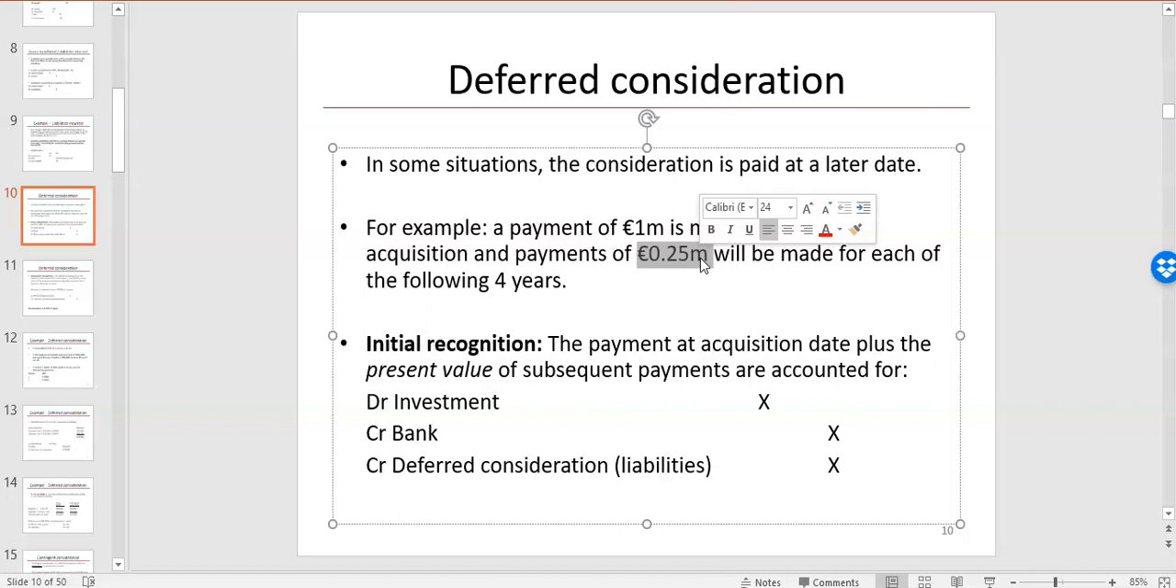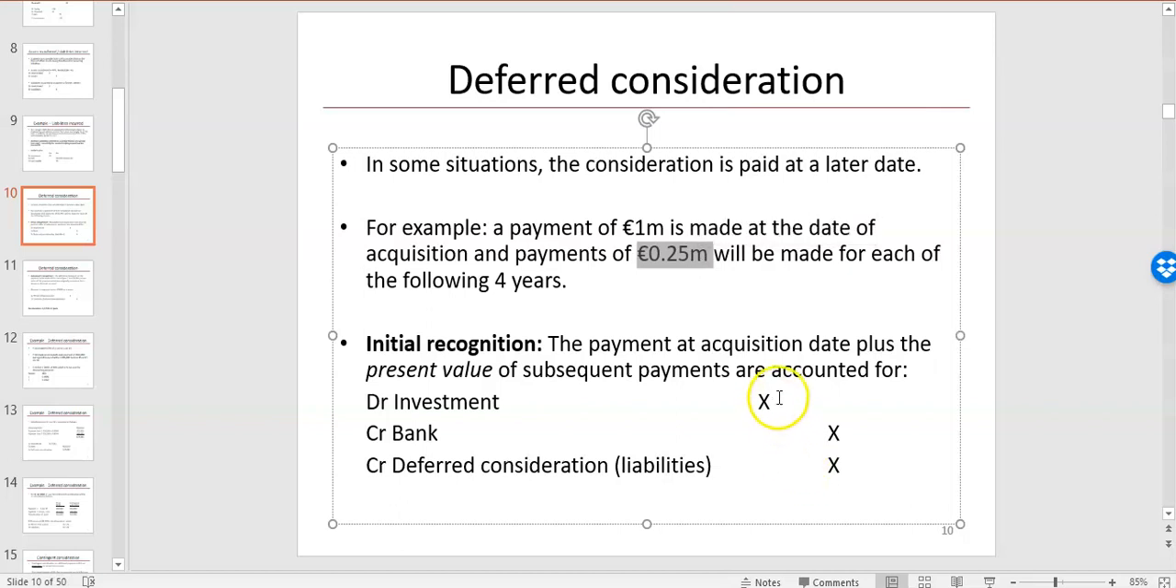Is the cash payment upfront, in which case it's quite straightforward, or is it going to be over a period of time? And that one that's over 4 years is going to be recognized at its present value. So hopefully you remember your basic time value of money from your undergrad. That's actually an annuity. It's a 4-year annuity that you can get the present value on.